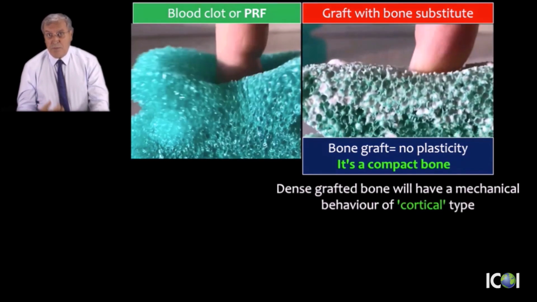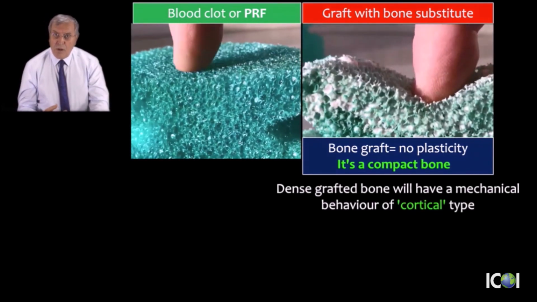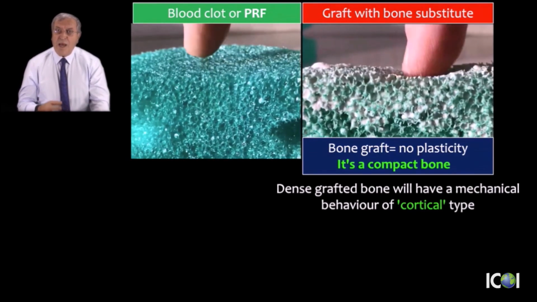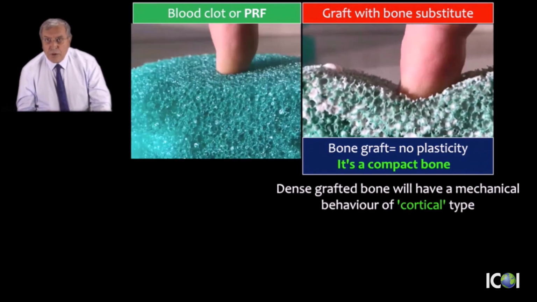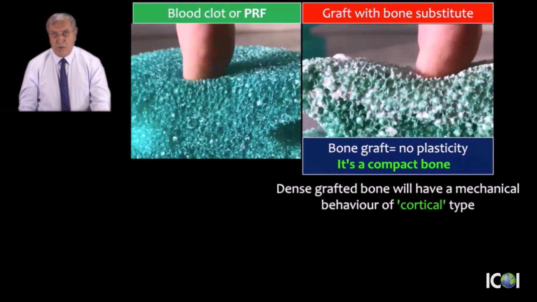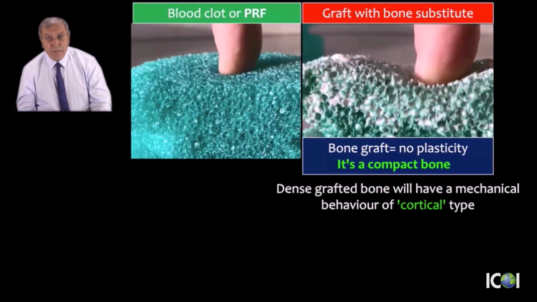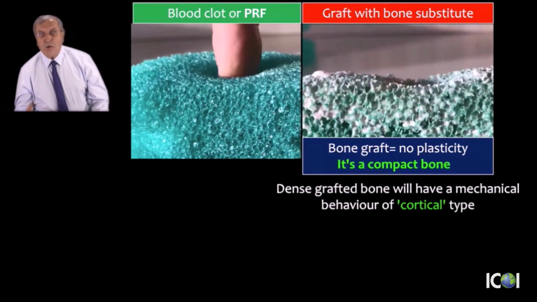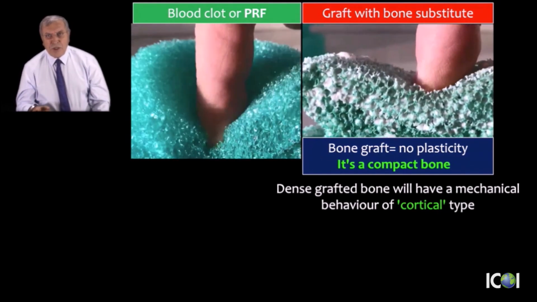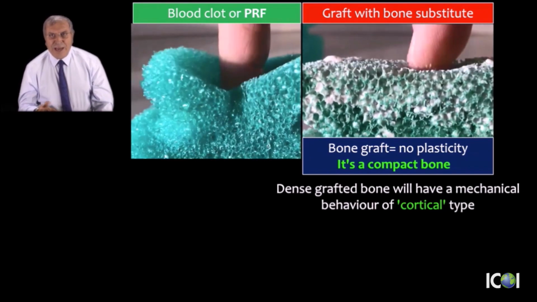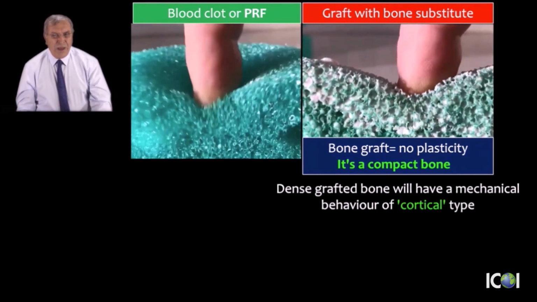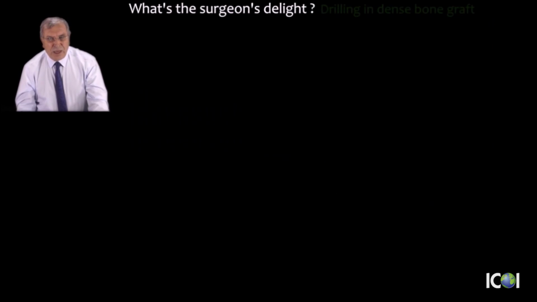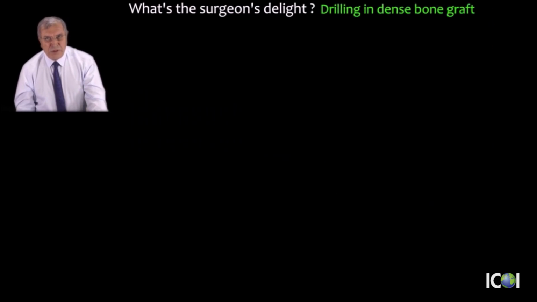And this compact bone, we can say now that this dense bone will have a behavior as a cortical bone. Big difference. On one side we have trabecular bone, and on the other side we have a trabecular bone which behaves like a cortical. Then we can understand that we must take care.